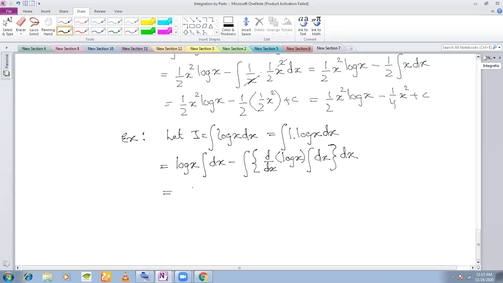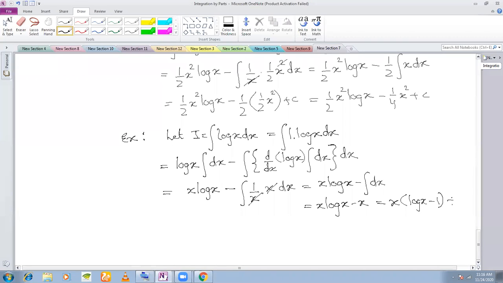So this is log x, integral dx is simply x. So x log x minus integral d dx of log x, which is 1 by x, into integral dx, which is simply x, dx. Okay, so this x and this x cancel. We simply get x log x minus integral dx, which is x log x minus x. And if you take x common, you get x into log x minus 1, and you can add a constant of integration at the last. This is how you integrate log x.